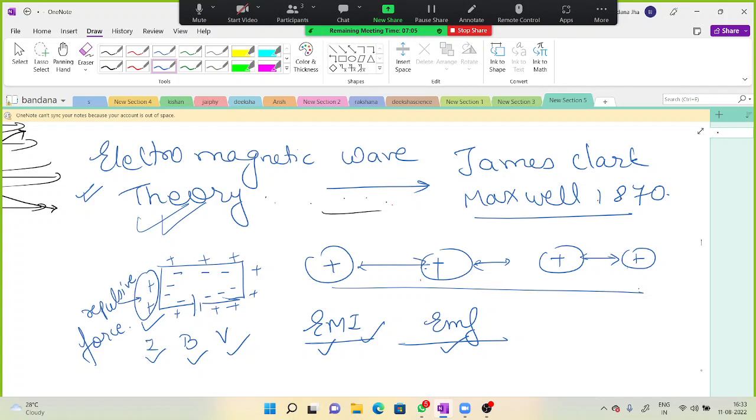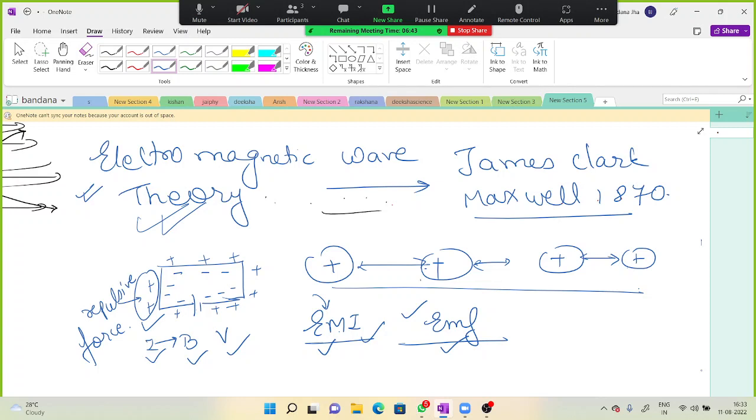From the current, a magnetic field is produced, and because of a magnetic field, an electric field is produced. That is known as EMI, and the potential difference is EMF. This is not James Clark's theory, this is Maxwell's theory.